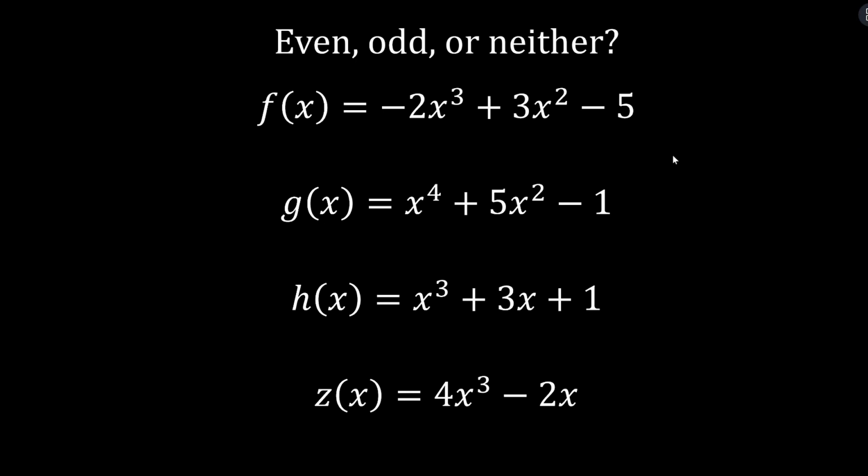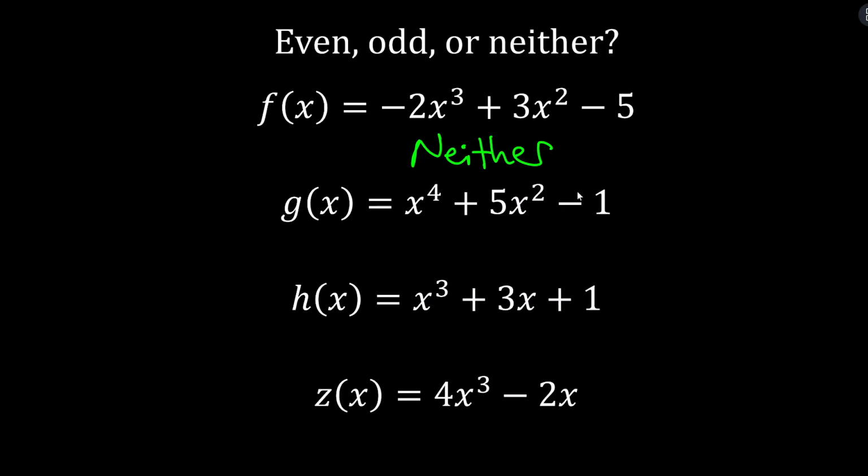For this first one, I said neither. Because we have this odd power of x here, it can't be even. And because we have this even power of x, it can't be odd. That's one way to think about it. So neither, right? Remember that even functions can't have any odd powers. Odd functions can't have any even powers. What about the second function?